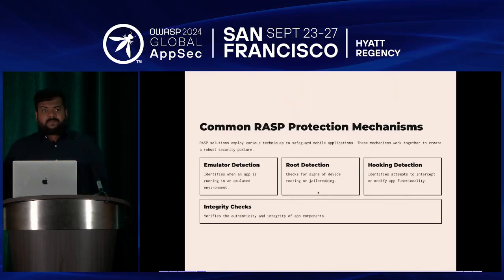Some of the common RASP protection mechanisms are obviously emulator detection, root detection, and hooking detection, right? But what the newer, modern RASP brings into the picture is an integrity check to understand if the application has been tampered with in the memory space or not. And it verifies the authenticity and the integrity of each and every app component, right?